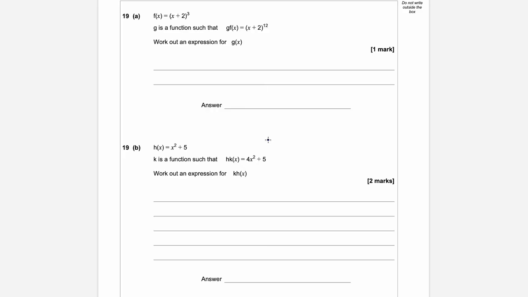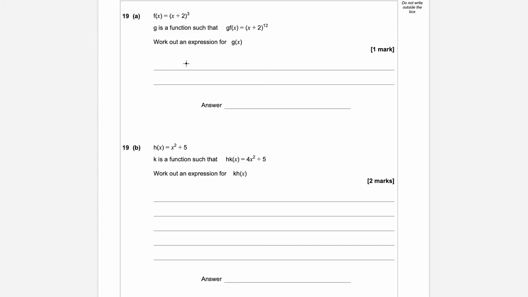F of x equals this. G is a function such that g of f of x equals this. Work out an expression for g of x. Okay, so I think, guys, that's actually quite easy. So g of f of x equals x plus 2 to the 12.